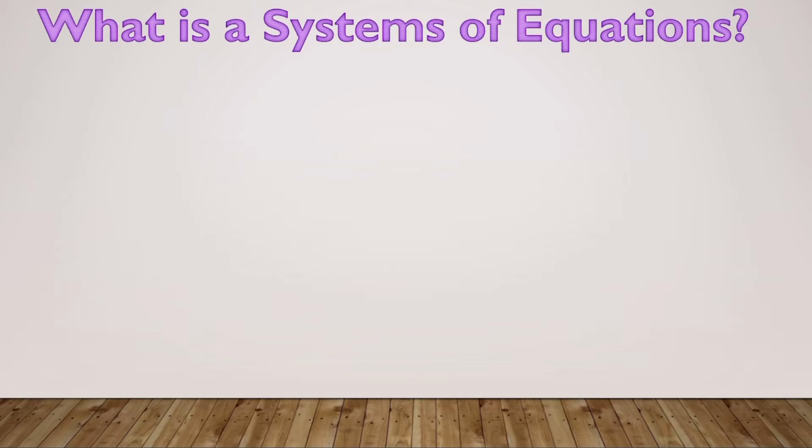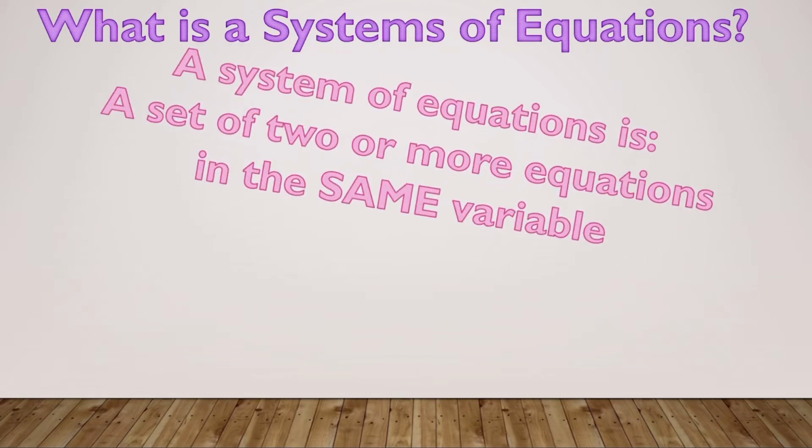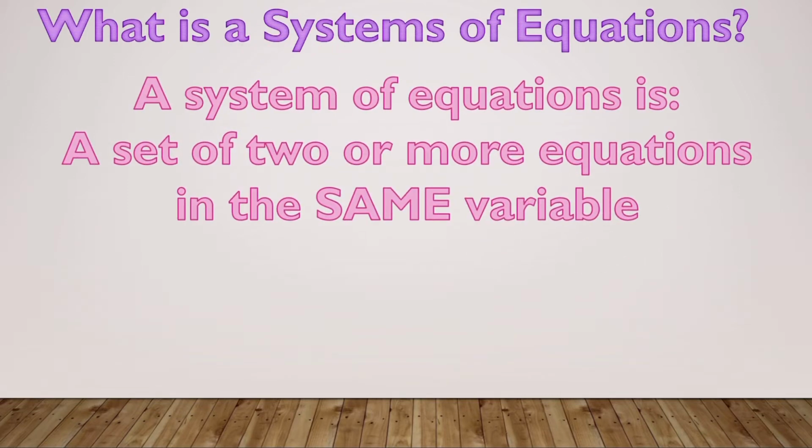There's not a spot on your notes for this, so write it at the top, write it on the back, circle it. This is super important that you understand. What is a system of equations? A system of equations is a set of two or more equations in the same variable.